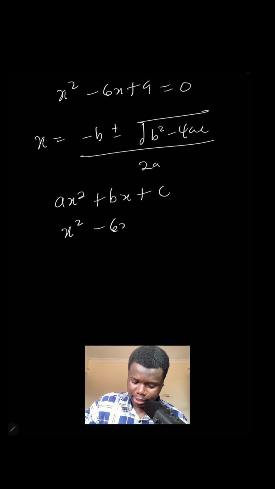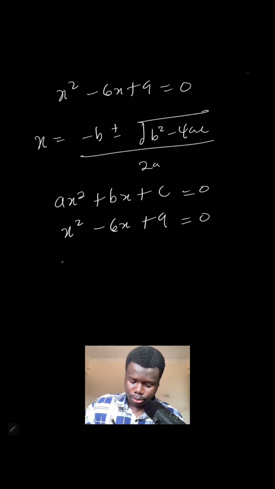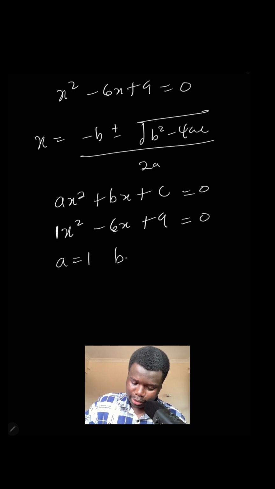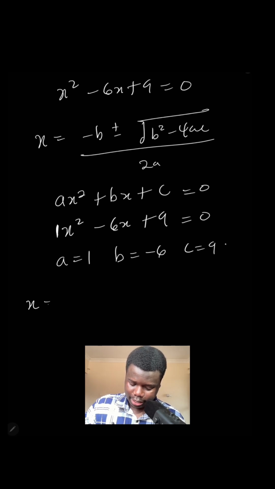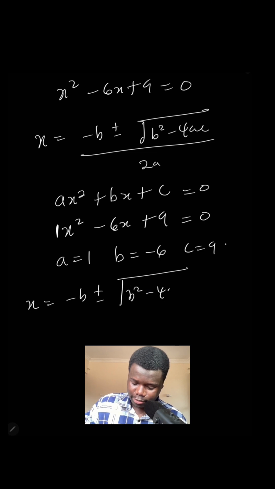And our equation is what? x squared minus 6x plus 9 equal to 0, right? So we can see a is equal to 1 because the coefficient here is 1. And then b will be equal to negative 6. And then c is equal to 9. So having our formula, which is x equal to minus b plus or minus square root of b squared minus 4ac all over 2a, we're just going to substitute these values inside.